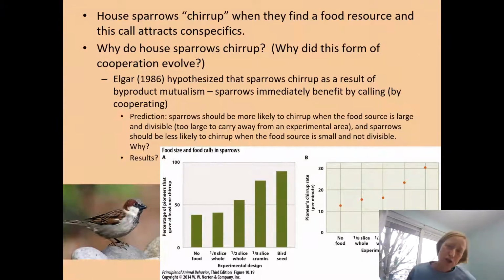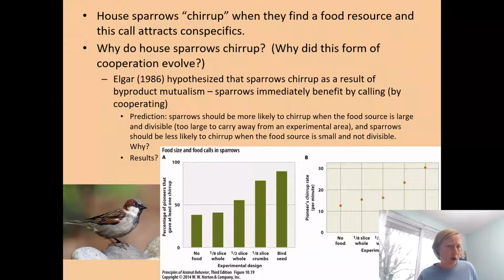House sparrows chirrup. They make this little chirrup when they find a food resource, and that attracts other members of the house sparrow population. So it attracts conspecifics. Why do they chirrup then? I mean, if you found a food resource, you chirrup and other guys come along and eat some of it? This is a form of cooperation, but why or how would it evolve?